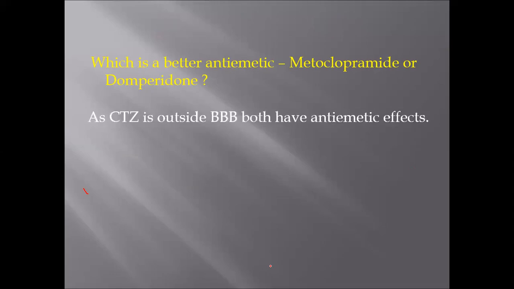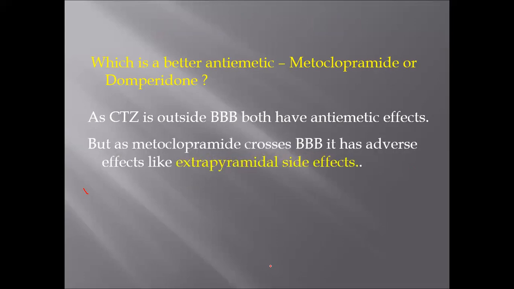Now the answer here would be that obviously we want a drug that should act on the chemoreceptor trigger zone. This chemoreceptor trigger zone is situated outside the blood-brain barrier. So we would like to have a drug which does not cross the blood-brain barrier, so that the dopamine antagonist action is not there. Metoclopramide being a drug that can cross the blood-brain barrier, we would tend to prefer domperidone as a prokinetic agent for nausea and vomiting.